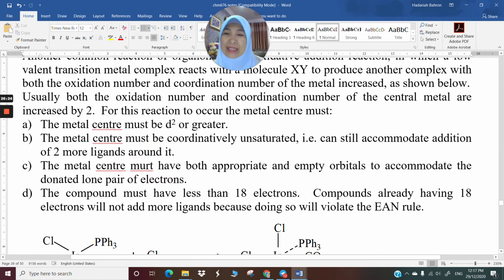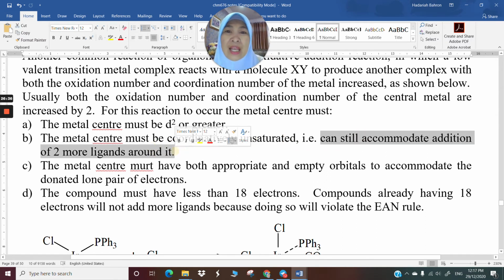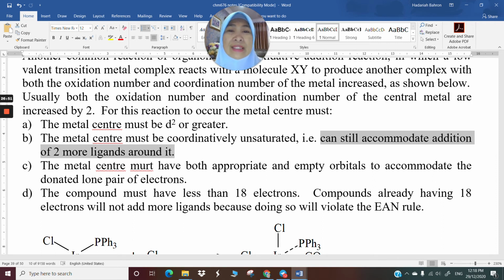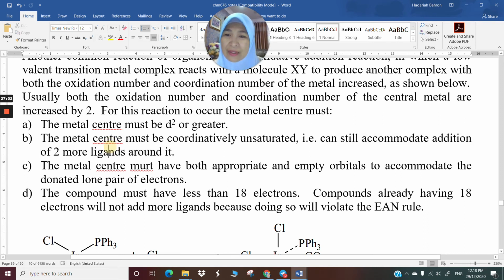That's the first condition. The second condition, the metal center must be coordinatively unsaturated, i.e., it can still accommodate addition of 2 more ligands around it. If the metal already has 6 ligands around it, which is the common maximum number of ligands attached, then it will not be able to undergo addition reaction because it is already physically full. Adding 2 more ligands will not be able to happen if you already have 6 ligands attached to that metal. So if oxidative addition were to happen, then your metal must have less than 6 ligands already attached to itself. It must be coordinatively unsaturated.